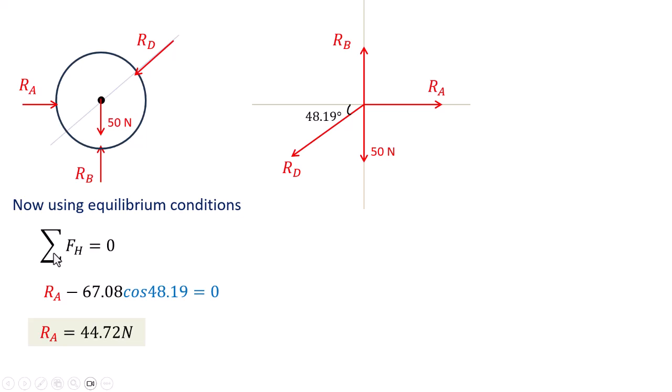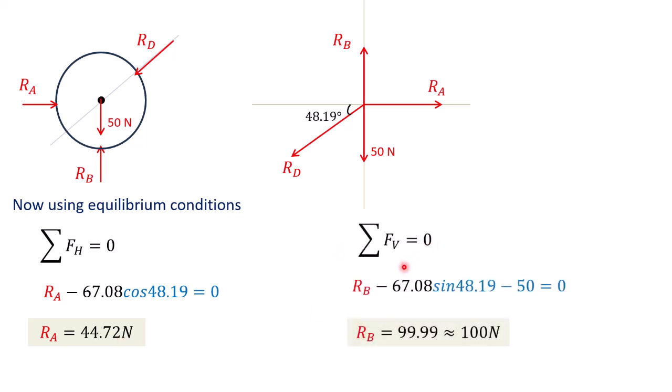The summation of horizontal forces equals 0. You can see here RA minus the horizontal component of the RD force. By solving, we get RA equal to 44.72 Newton. Similarly, the summation of vertical forces equals 0. By solving, we get RB equal to 99.99, which is approximately 100 Newton. These are the final answers.